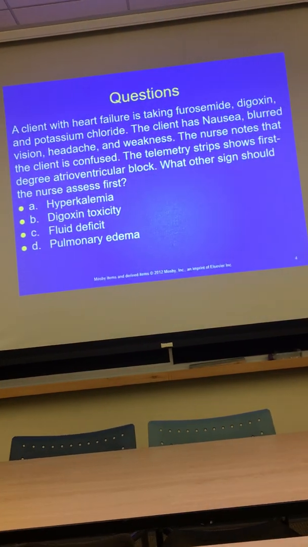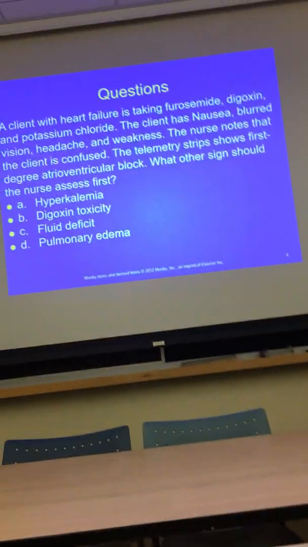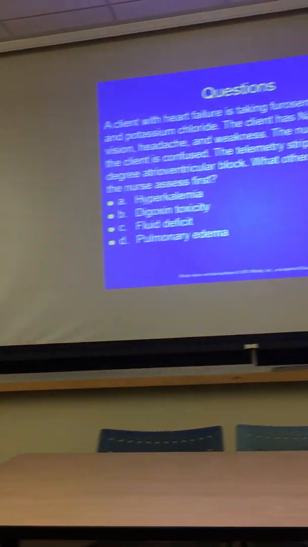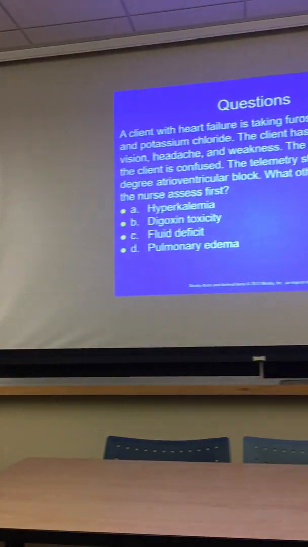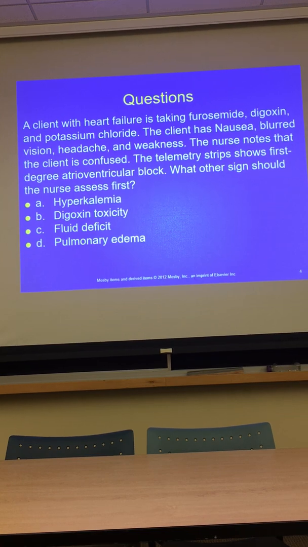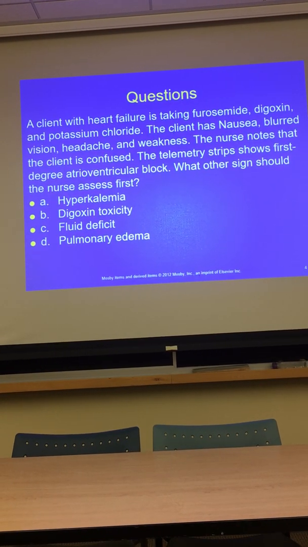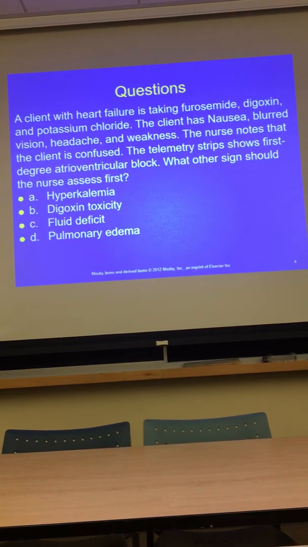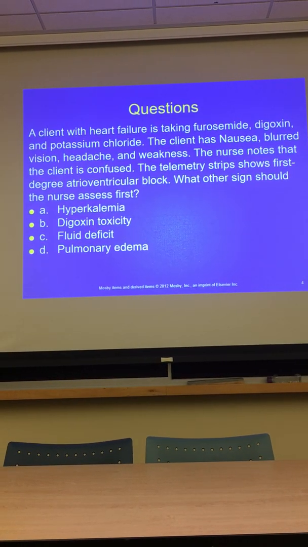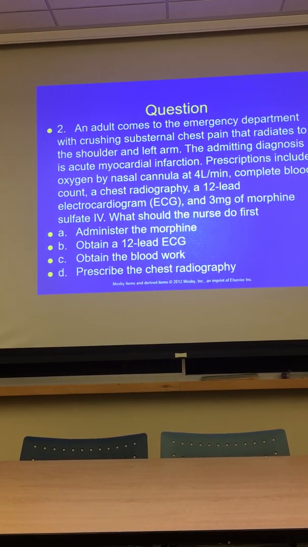Let this be a takeaway: in digoxin toxicity, you see blurred vision. In digoxin toxicity, you see nausea. In digoxin toxicity, you see vomiting. Those are the major signs of digoxin toxicity. In pulmonary edema, you have a lot of coughing and a lot of dyspnea. So the answer here is B, digoxin toxicity.